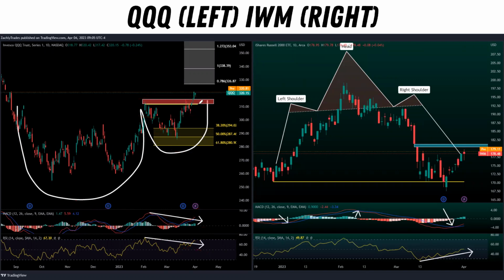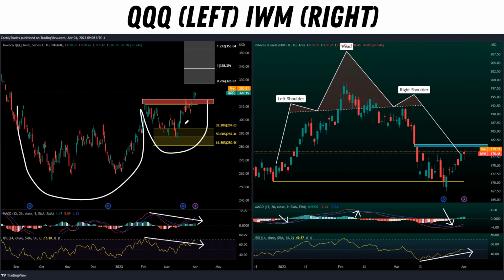So if QQQ wants to keep rallying, I definitely think it could go up to about 326, 327 over the next week or two, maybe even sooner. Now, there's going to be tons of catalysts coming up related to inflation data, related to the labor market and the job market, specifically over the next 2 weeks. So make sure to put your seatbelts on. It's going to be a very, very bumpy ride, right?